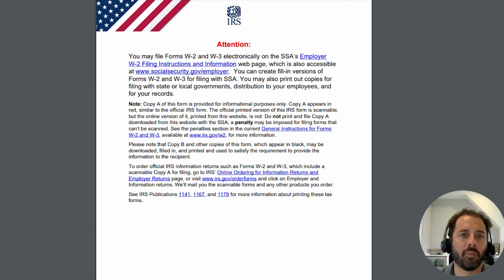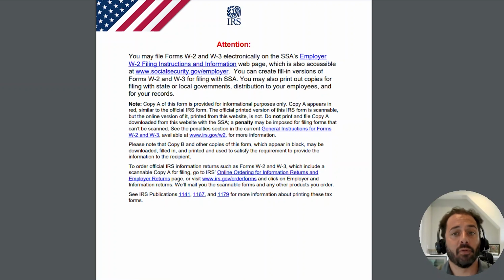What is the difference between a W-2 and a W-3? It's simple. Employees use the information provided by their employer on the form W-2 to complete and file their personal income tax returns. And employers use form W-3 to report employee income to the IRS and Social Security Administration.